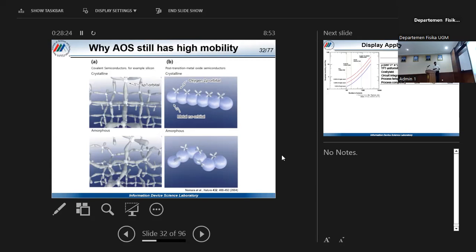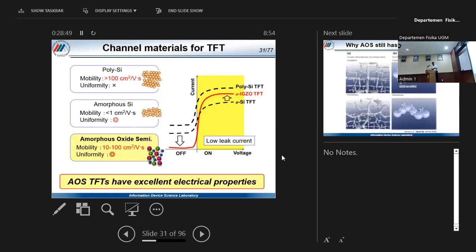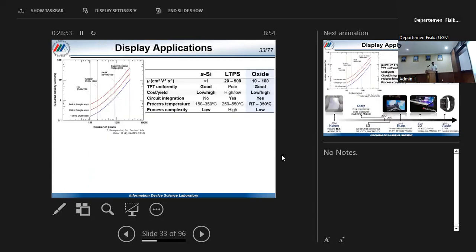The conduction band is mainly formed using these very large metal ns orbitals. So these orbitals are very large. So even if there is some misorientation, for example, in amorphous, the electron can still pass through the very large overlaps of the s orbitals. This is why the amorphous oxide semiconductor still has a high mobility, even if it's amorphous.